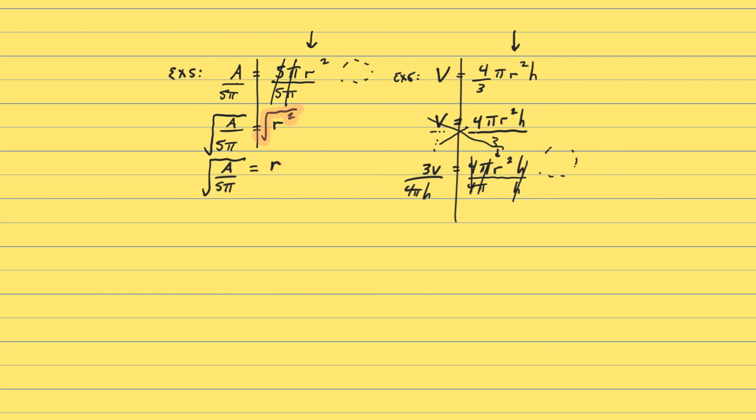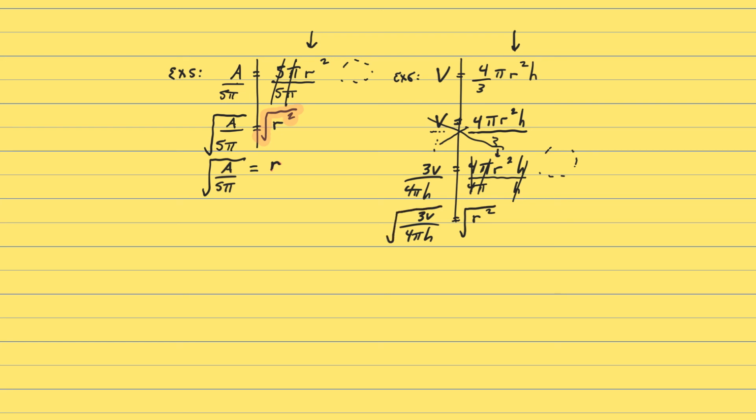Almost done. I'm going to rewrite this. I know some of you guys would squish this in. Not going to lie, I respect the squish, but I'm going to rewrite it. 3V over 4 pi h. All right. So we're basically done, except we've got this squared. And again, we just remember, oh yeah, how do you get rid of something squared? The inverse is square root. Whatever I do to one side of the equation, I do to the other.